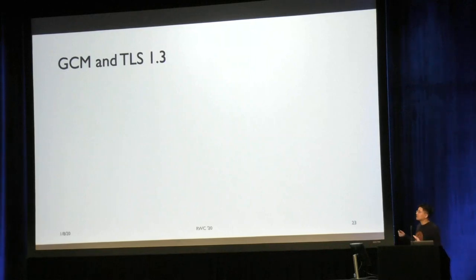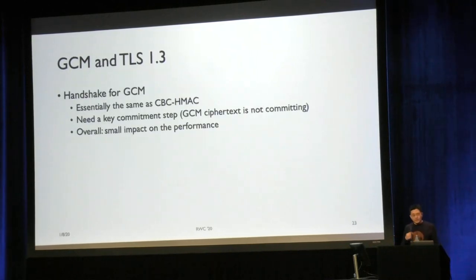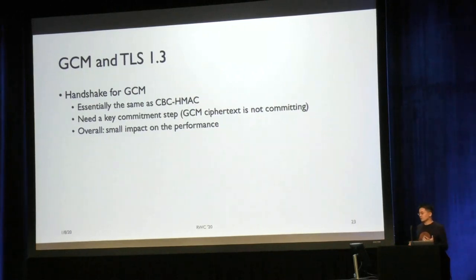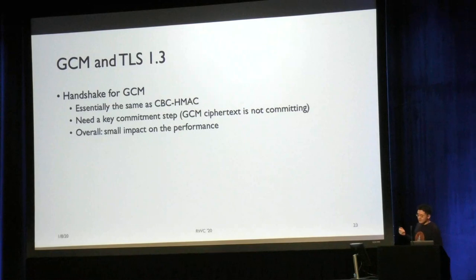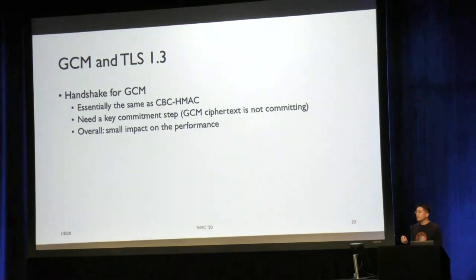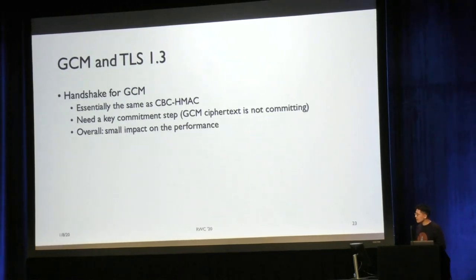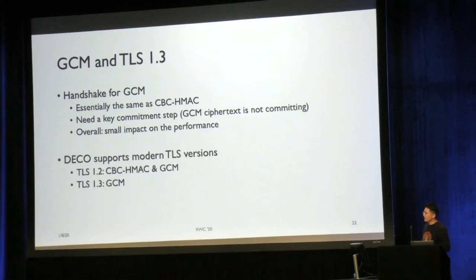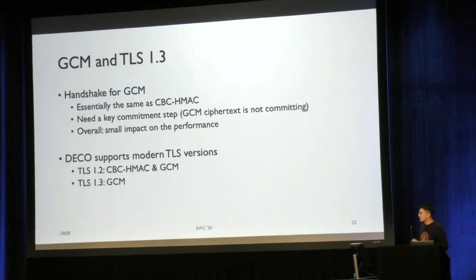So far we've been talking about CBC-HMAC, but Deco supports GCM as well. Essentially, the handshake for GCM is the same as what you saw, with a number of differences. One of the important differences is that since the GCM ciphertext by itself is not a commitment, we need to add a key commitment to the handshake process. Also, the GCM key is shorter, there's only one key for each direction, so the key derivation is slightly different. But overall, these changes should have small to no impact on the performance of the handshake. And since GCM is used in both version 1.2 as well as the latest TLS 1.3, by supporting it, Deco works with modern TLS versions.